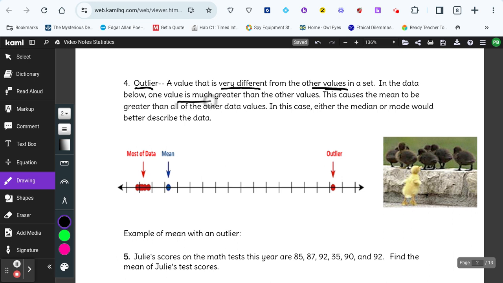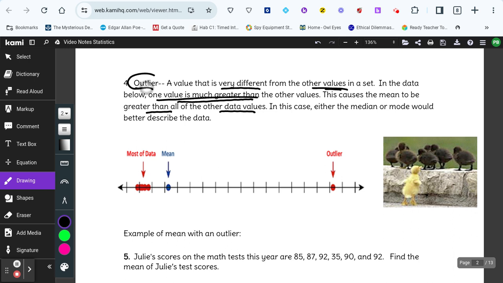It's one value that's much greater than other values, but it could also be much less than other values, okay? If it's much greater than other values, the mean is going to be greater than the other data. But if it's much less than the other values, your mean is going to be lower than the values. It's going to really, really drop it.